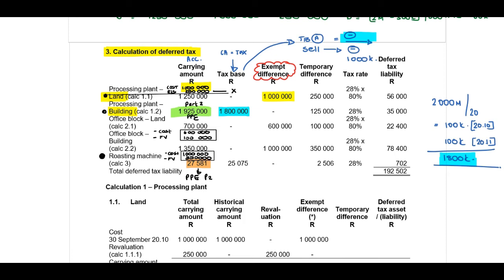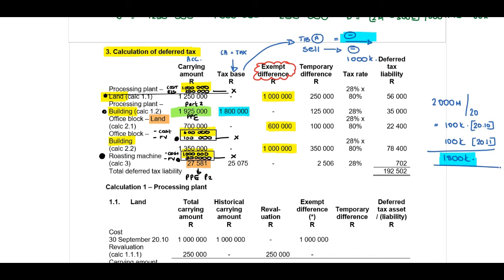Right, now let's refer to the office block land. If you look at this, the land, we have our cost of 600,000. Again, similar principle as per processing plant land. Exempt difference, 600,000. This is a rule, guys. You just need to study this, please. The same in terms of our building. 1 million is exempt. In terms of the fair value adjustment, do you agree with me that this is an accounting entry, the 100,000 and the 350,000? Therefore, there will be no tax base.